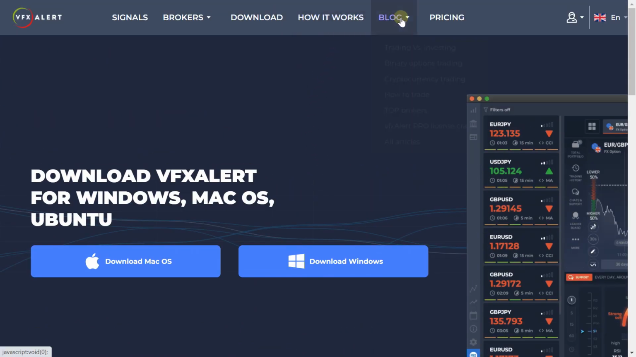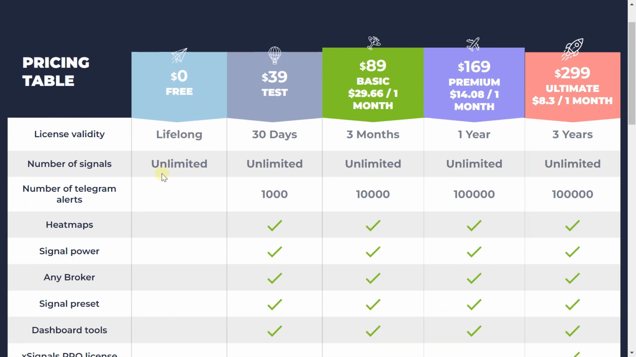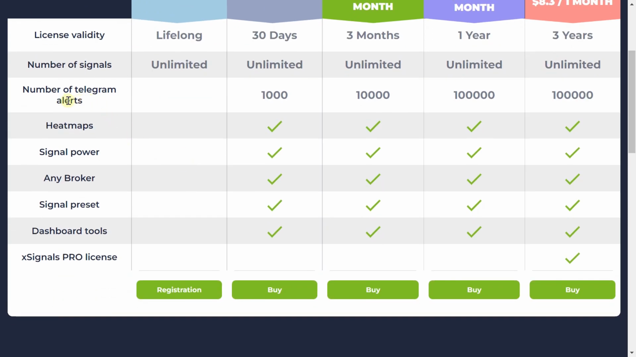On this area, you can read different blogs. On this area, we can see their pricing plans. So the first plan is a free plan, which is unlimited and it's lifelong. You can have it forever and get unlimited number of signals. There's no restrictions. But you'll not be able to get Telegram alerts, you'll not be able to view the heat maps, the signal power, and you'll not be able to connect with any broker, and you'll not get any signal preset or dashboard tools or X Signals Pro license.